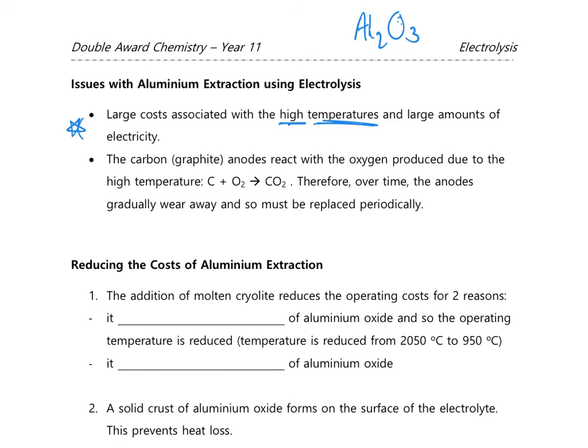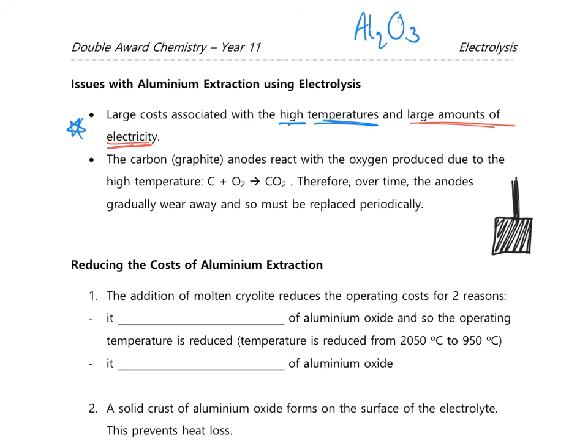Once we're at the point where it's molten, then actually passing enough electricity through the circuit to allow this to happen, that's a massive amount of electricity, which is also very expensive. So a lot of costs are associated with this because of the high temperatures involved and the large amount of electricity involved. The second issue I touched on very briefly there, and that's at the anodes. If you remember, the anodes were shaped a little bit like this. And what are we producing at the anodes?